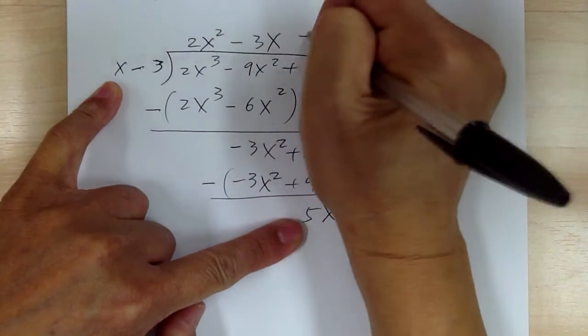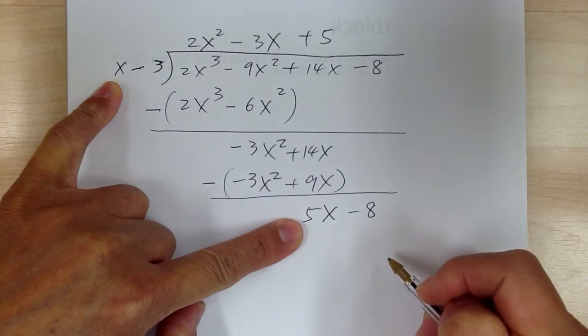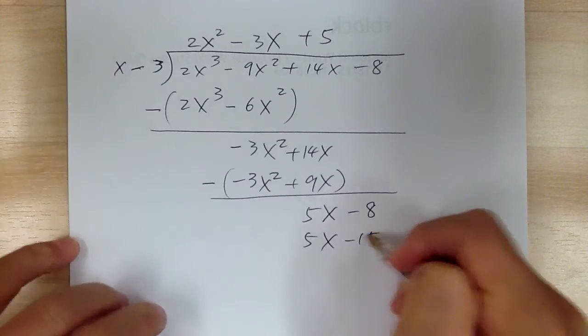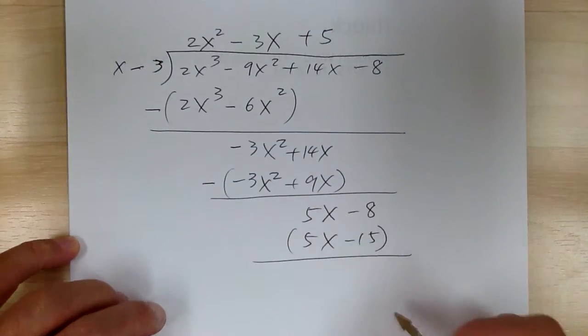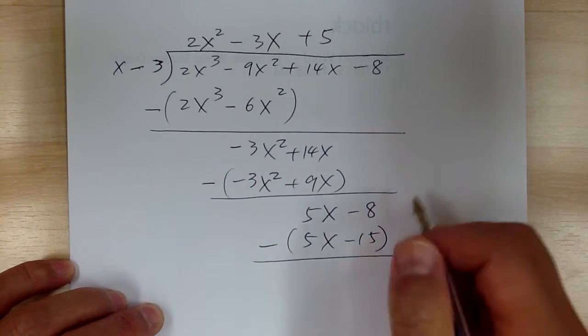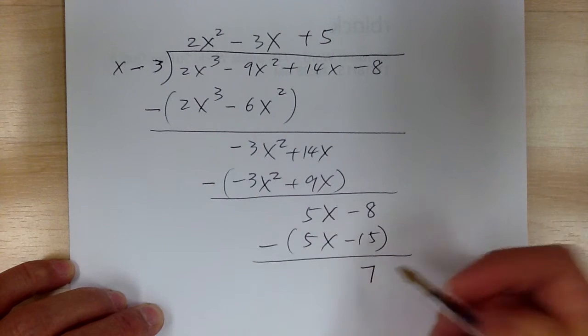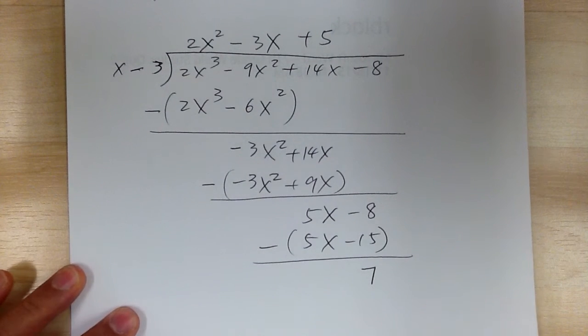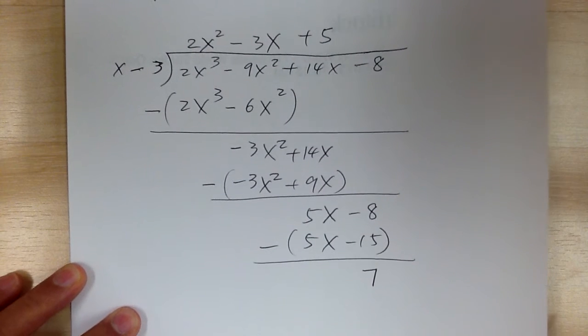So this one you're going to get plus 5. So you're going to get 5x minus 15. Parentheses, subtract, and you're going to end up with 7. Right? So this is a regular division. But again, it's very cumbersome. So you're going to do something called a synthetic division. It's going to be very similar to this.